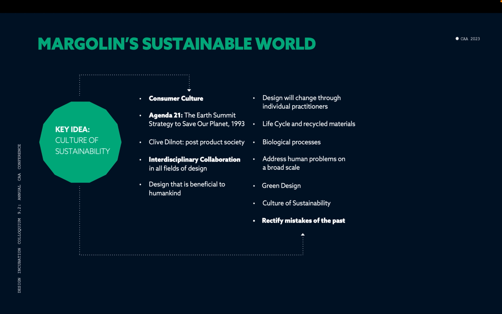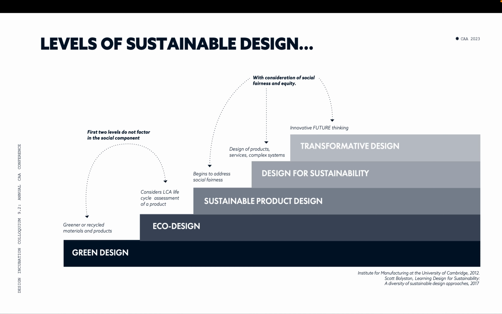It also provides an excellent overview of big ideas such as consumer culture, collaboration, Agenda 21 Earth Summit, and rectifying past mistakes. We discuss the different levels of sustainability outlined by the Institute for Manufacturing at the University of Cambridge. The 5 levels delineate green and eco-design, including life cycle assessment, to the most sustainable level, innovative, future-thinking design solutions.